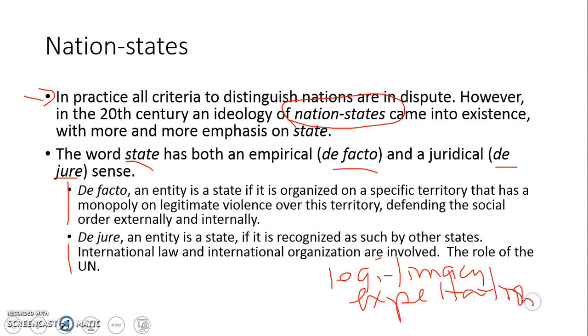So international law and international organizations, for example, the United Nations, will recognize particular entities as states or nations as political states, and that gives these states the ability to be defined as nation states because they have that recognition and that legitimacy that comes from the recognition.